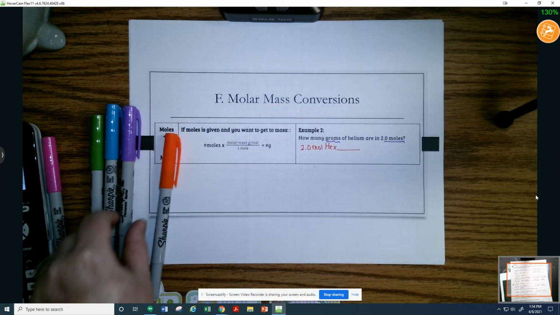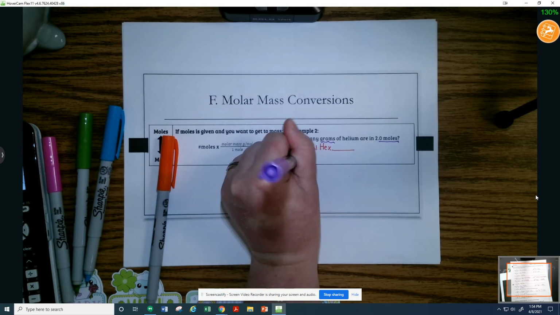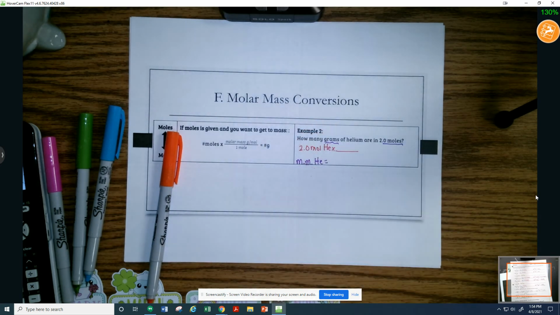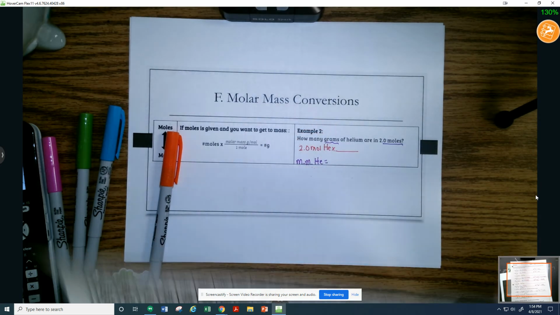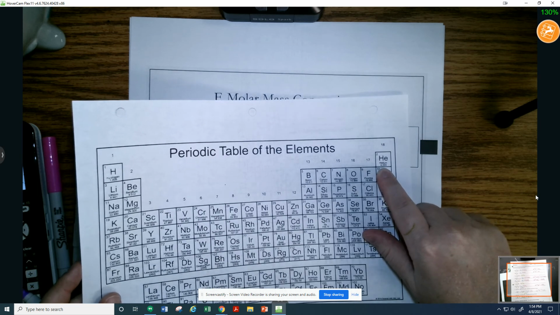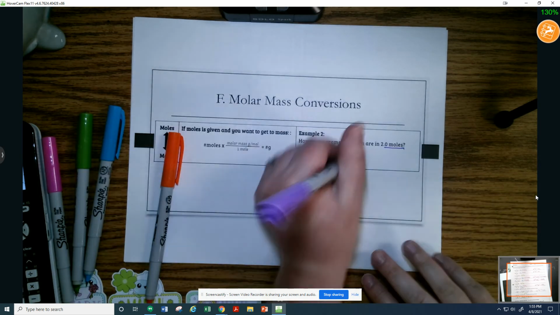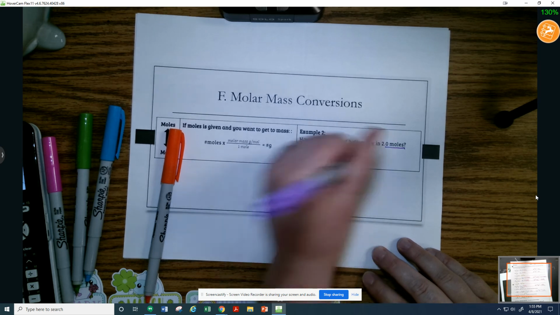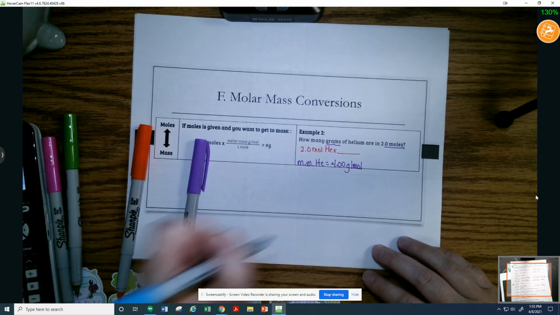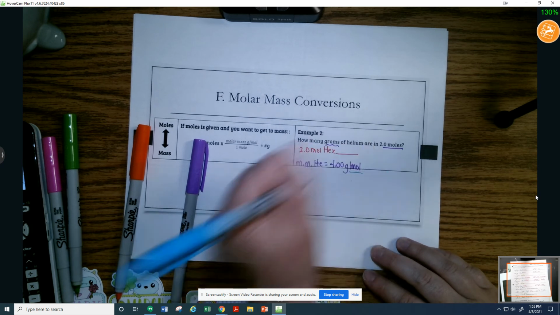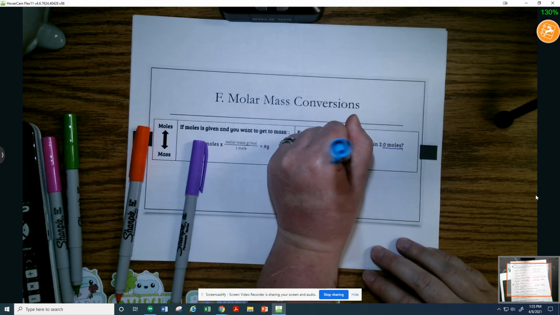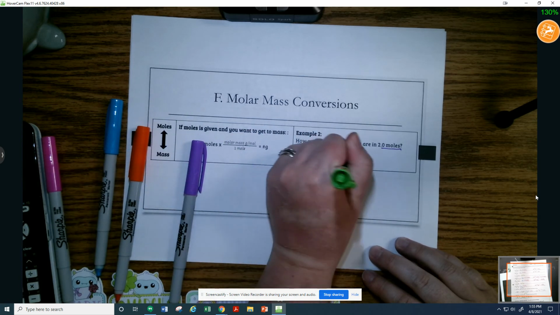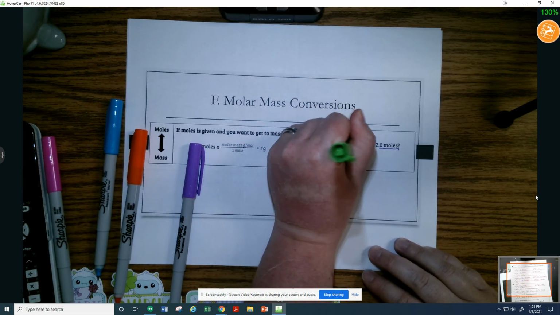So you go to your periodic table. We look for helium. It's atomic number 2. Helium has a molar mass of 4.003. Cutting that off, we're going to just say 4.00 grams per mole. So in this problem, my given is moles. So this piece is going to be the denominator of my conversion. That means the mass, 4 grams, is the top.